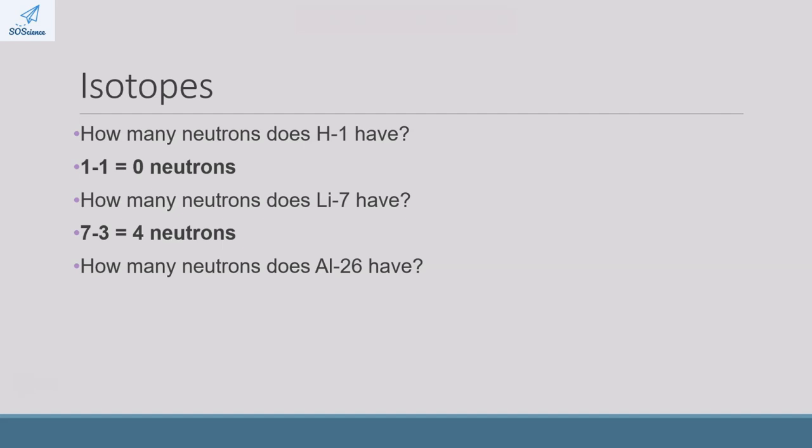How many neutrons does aluminium-26 have? Again, we need to look for aluminium on the periodic table and find that its atomic number is 13. 26 minus 13 gives us 13 neutrons.